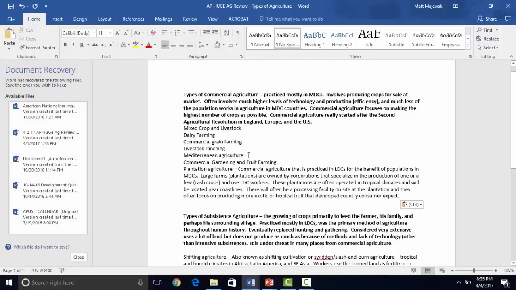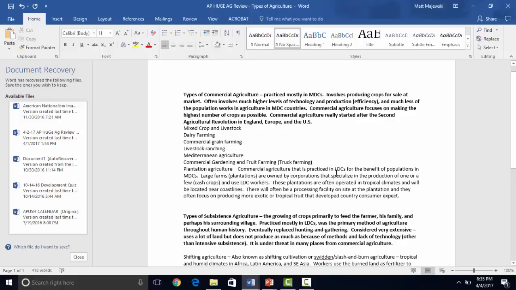You're going to notice I don't go into detail on these types of agriculture. I leave that up to you. I tell you what they are. You need to be able to differentiate these from one another. So you need to tell me the differences between mixed crop and livestock, dairy, commercial grain, livestock, Mediterranean, commercial gardening and fruit farming, which we often call truck farming. And I've already done the work for you on plantation agriculture, right?